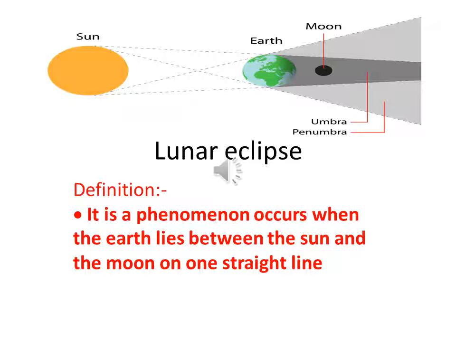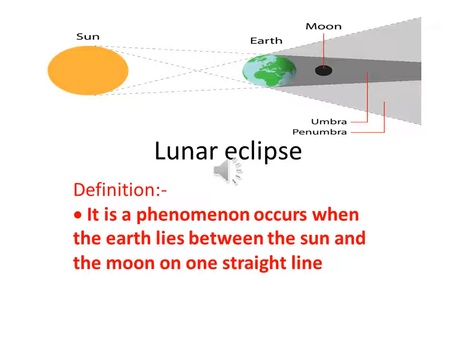As in the figure, we can see Sun, Earth, and Moon lie in one straight line, with the Earth in the middle. But in the solar eclipse in the previous lesson, Sun, Moon, and Earth lie in one straight line, with the Moon in the middle. Okay? What is the difference between solar eclipse and lunar eclipse? In the solar eclipse, Moon in the middle, but in lunar eclipse, the Earth in the middle.